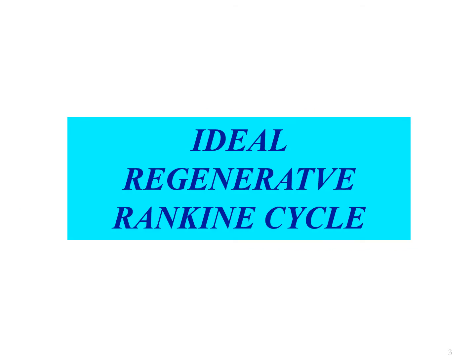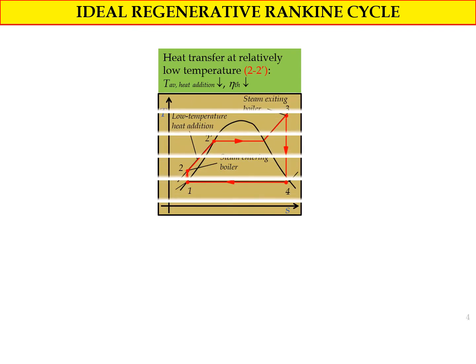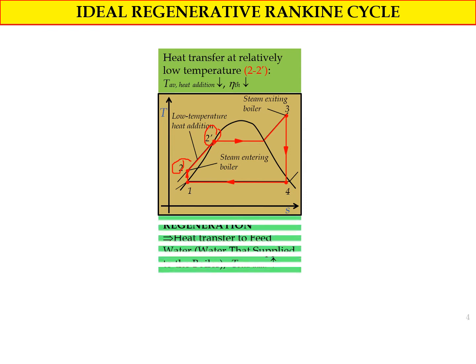Ideal regenerative Rankine cycle. So heat transfer at relatively low temperature to 2 prime. As you can see, this is the TS diagram, and if you look carefully, the process of 2 to 2 prime is the low temperature heat addition process, which decreases the thermal efficiency of the system.